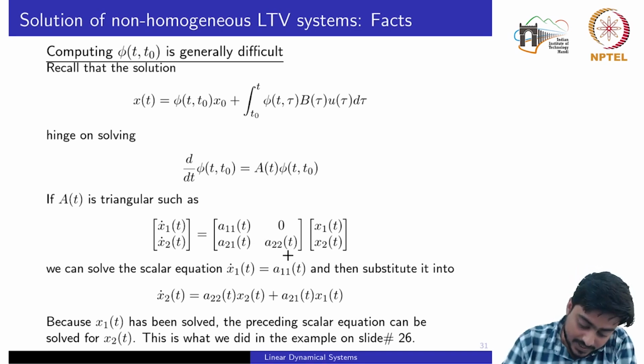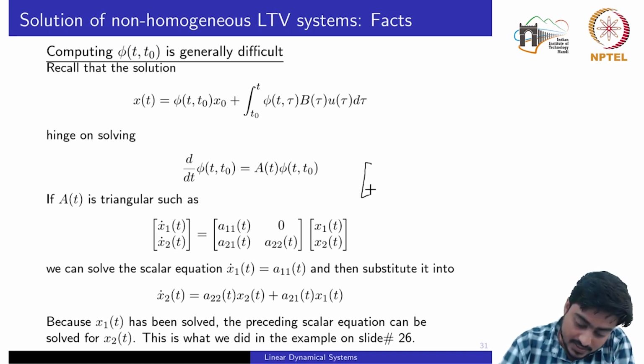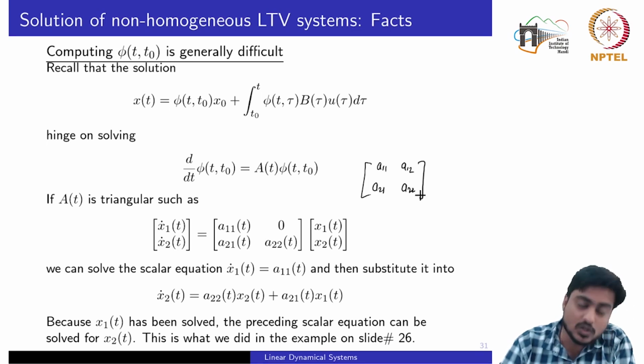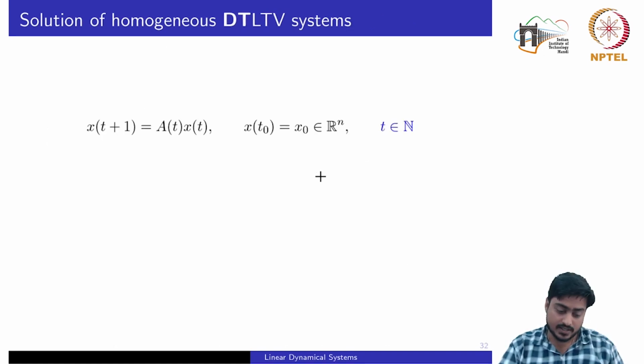The reason is, if the state matrix is not triangular, in the sense that all the elements are present, then you cannot easily compute the fundamental matrix, because you need to solve two different coupled state space equations. This is the reason that computing phi(t, t0) is generally difficult.